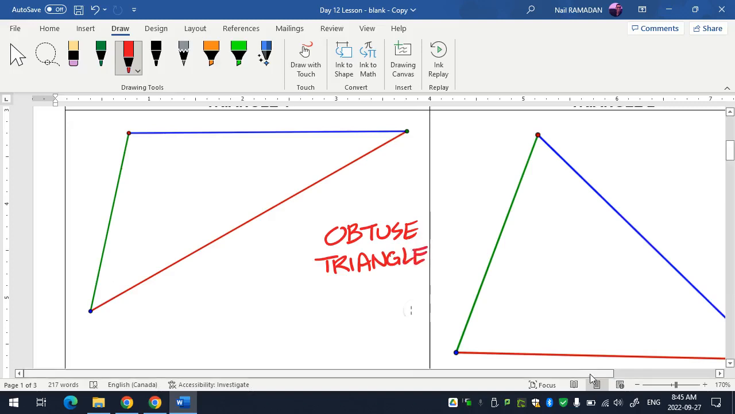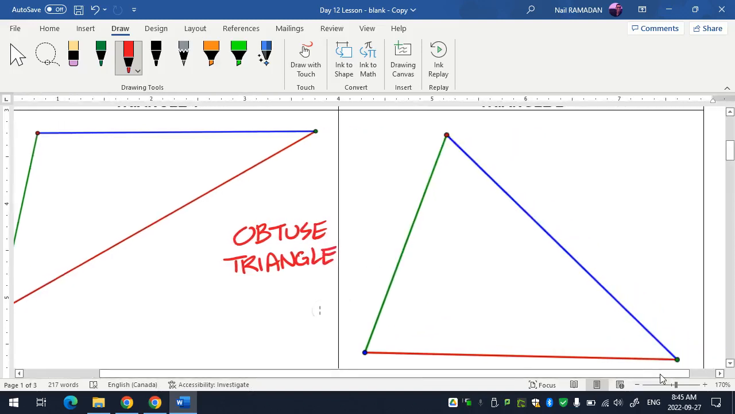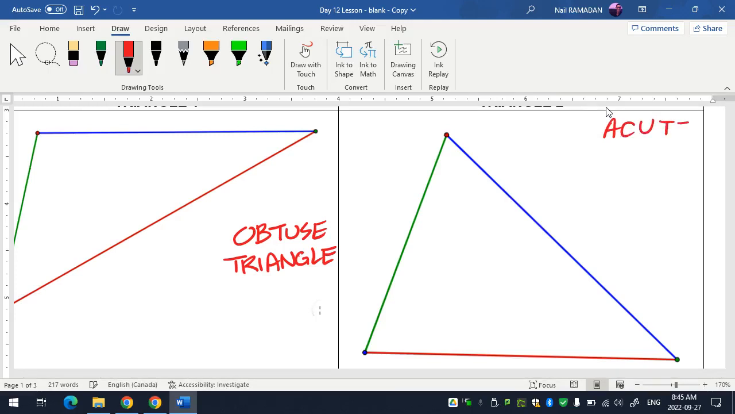Okay, what do you call a triangle that doesn't have any obtuse angles? All the angles are acute. This is less than 90. This is less than 90. This is less than 90. Then that means this is an acute triangle. So your homework is going to be to do the exact same amount of work I'm doing for the obtuse triangle, but for the acute triangle.